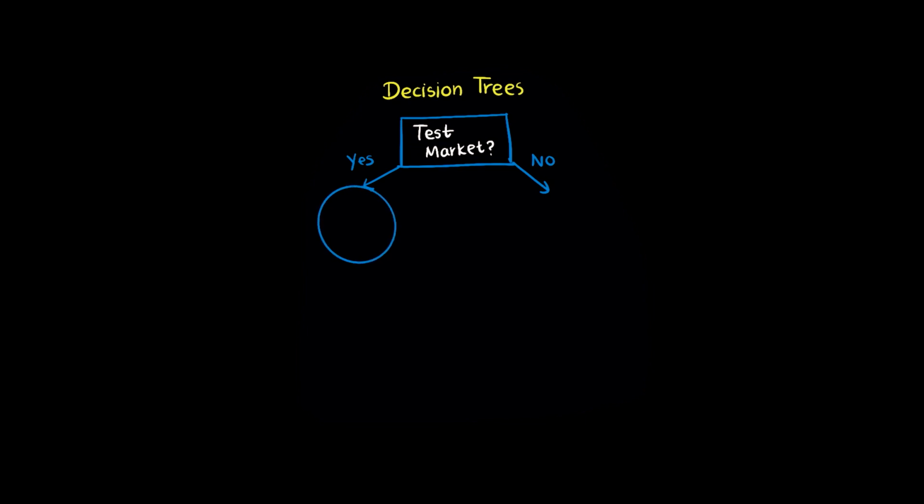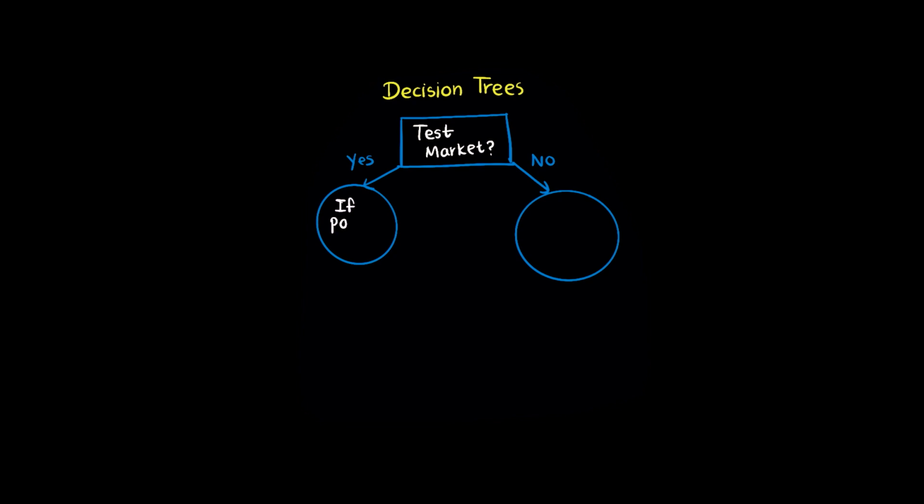Decision trees are powerful tools for visualizing complex sequential decisions. Imagine launching a new product. First, you decide whether to test and market it. If yes, and results are positive, you might expand nationally. If results are negative, you might modify and retest. If you skip testing, you're taking a bigger risk, but moving faster.